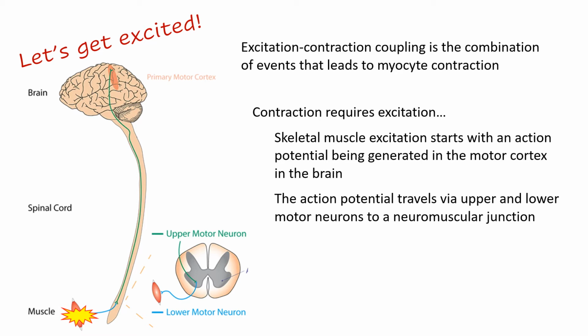Upper motor neurons are within the central nervous system, run down to the correct spinal level, and then come out via a spinal nerve as a lower motor neuron, all the way down to the neuromuscular junction.